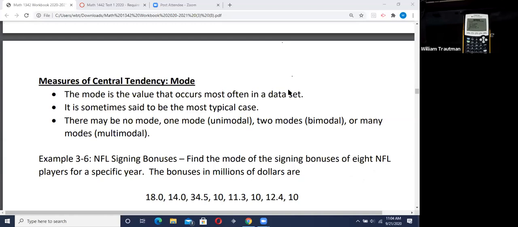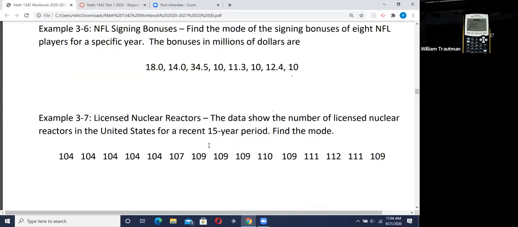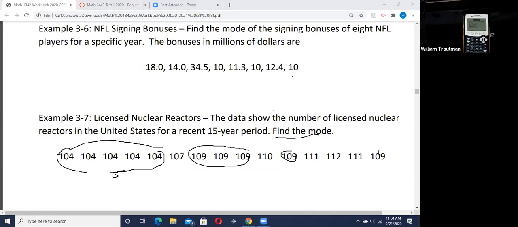The next is right here. Let's see, find the mode. What data occurs the most often? If we look, they have them in order for us, we have 5 104s. Oh, wait, we have 5 109s. Oh, I thought they were all in order. We have 5 109s, 107, 1010. These don't occur the most often. But I have 5 104s and 5 109s. So the mode is 104 and 109.